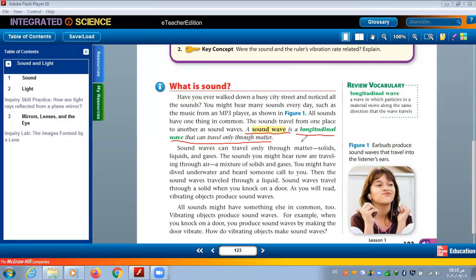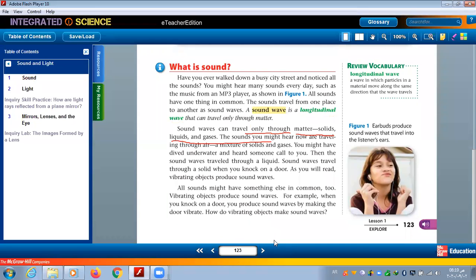But can sound travel in space? Who can answer this question? Yes, Mazen. No, teacher, because there is no air in space. There is no medium. So a sound wave is a mechanical wave. Mechanical means it needs a medium to propagate through, like water, like air, like solid. Thank you. So this is the first term: what we mean by a sound wave.